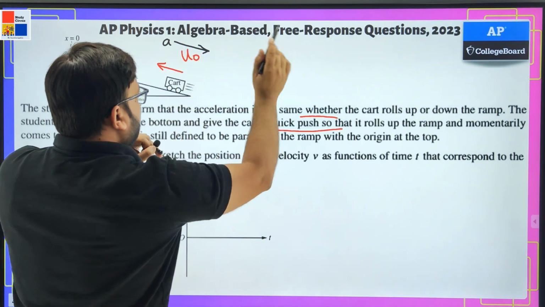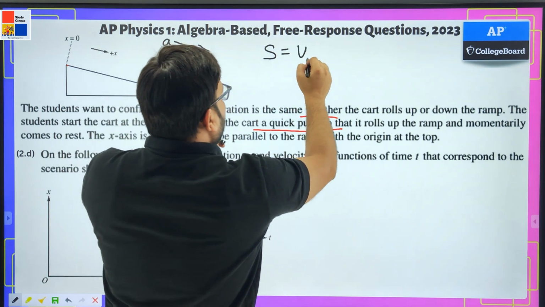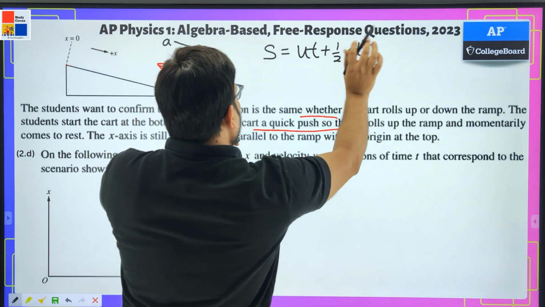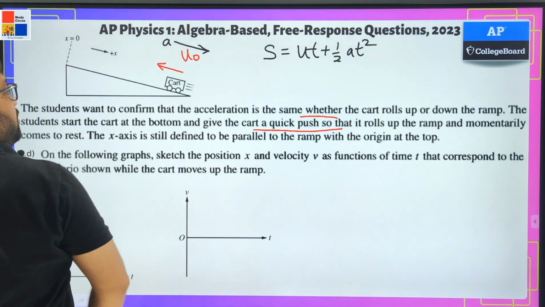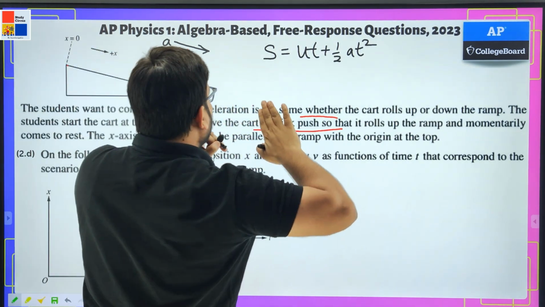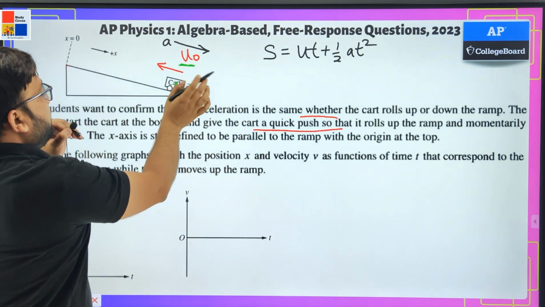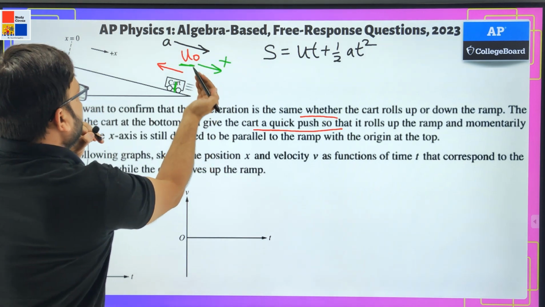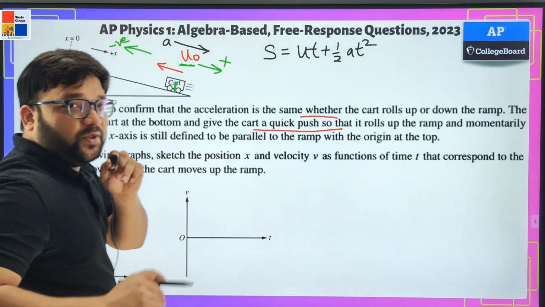I know the displacement formula: S, the displacement, is ut plus half a t squared. This is the formula we know for displacement when the acceleration is constant. First, let's write the expression to get the displacement. Initial velocity is u naught. But remember, this direction is the positive direction, so this direction is the negative direction as per our convention.